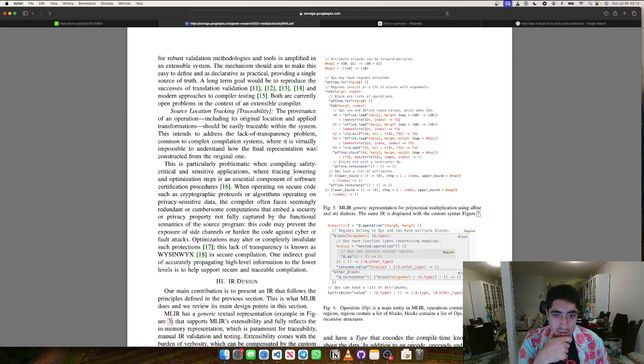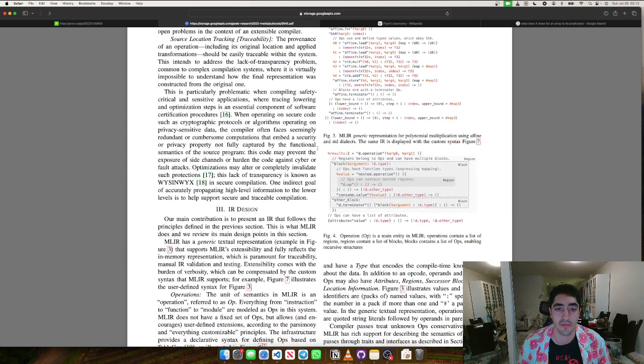Source location tracking, traceability. The provenance of an operation, including its original location and applied transformations, should be easily traceable within the system. This intends to address the lack of transparency problem common to complex compilation systems, where it is virtually impossible to understand how the final representation was constructed from the original one. This is particularly problematic when compiling safety critical and sensitive applications, where tracing, lowering, and optimization steps is an essential component of software certification procedures.